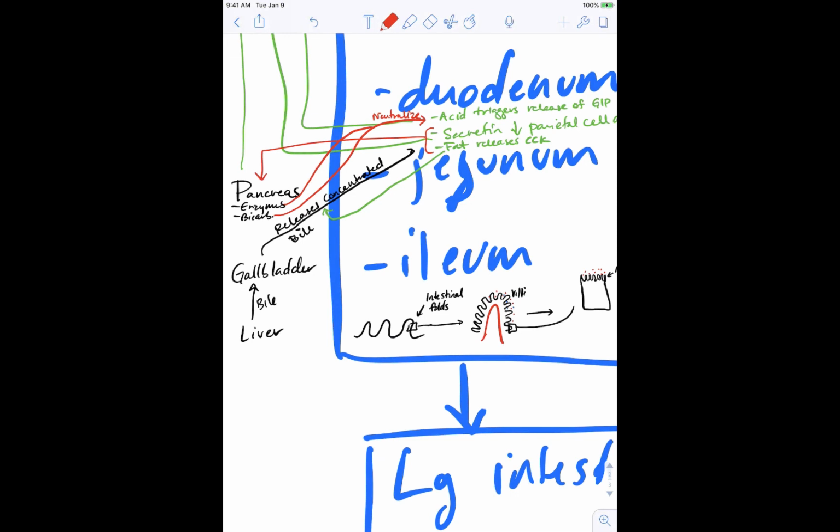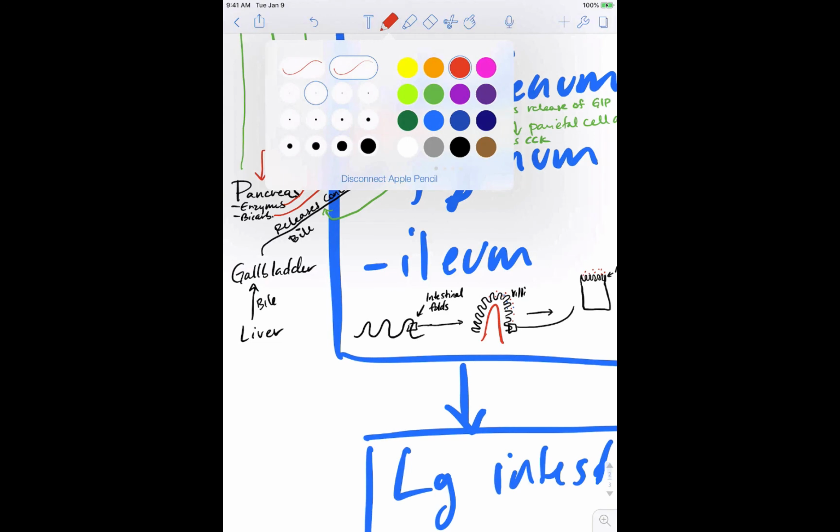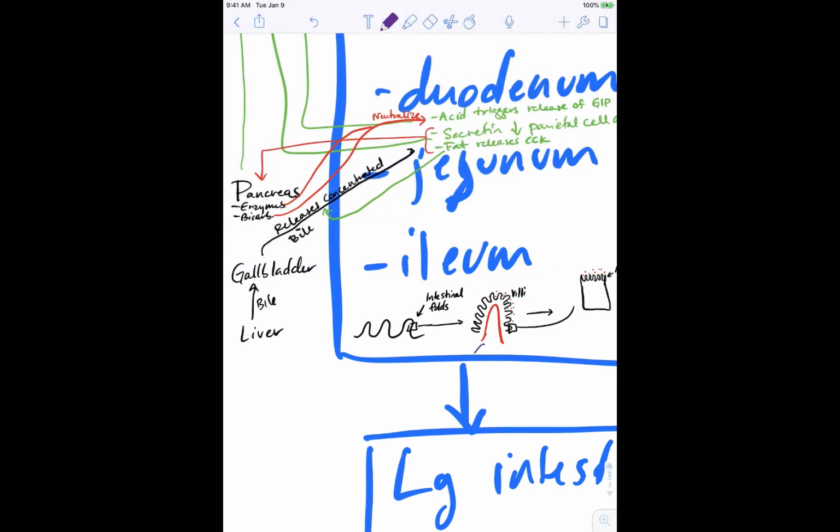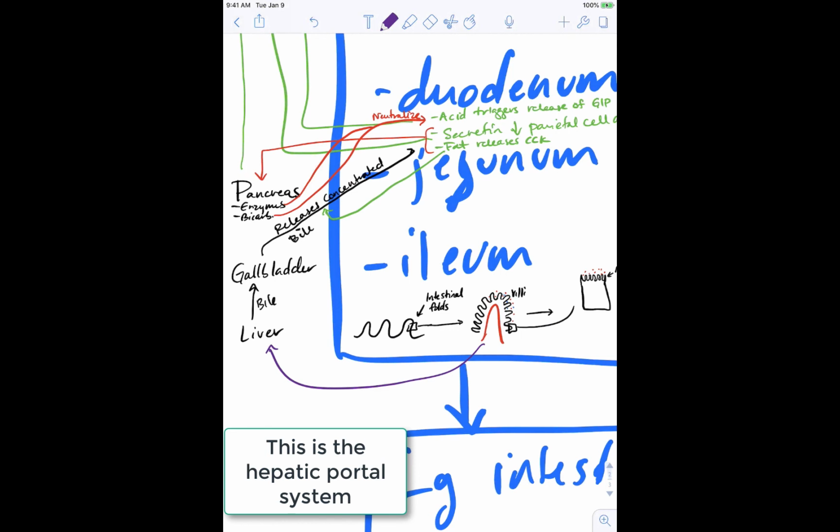Now, an interesting thing happens when the nutrients head into the bloodstream, and that's that their first stop is not the heart. They actually are going to stop over here at the liver to clean. So the blood that goes through the intestine is going to go to the liver, it's going to be cleaned, and then it can head to the heart where it'll get pumped back out to the system.